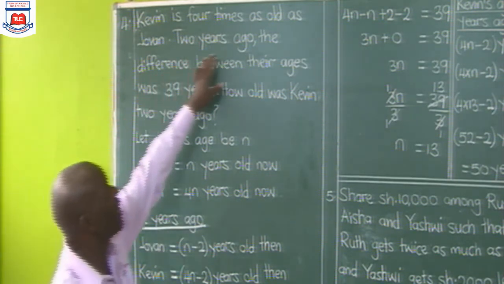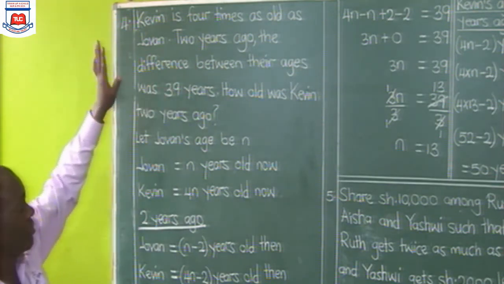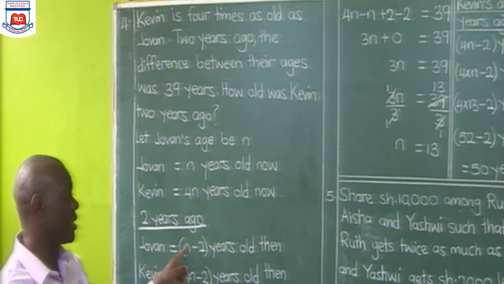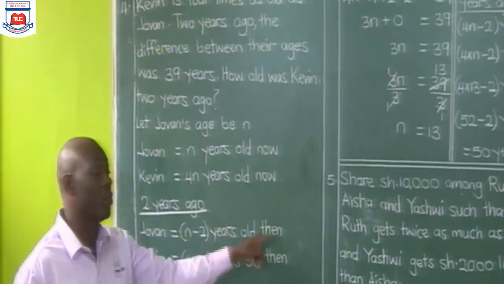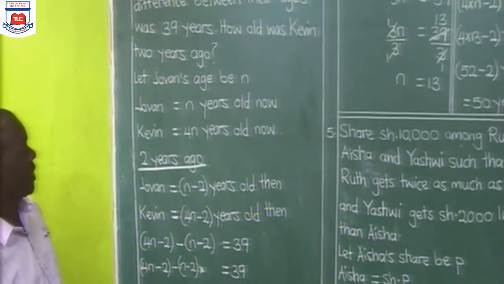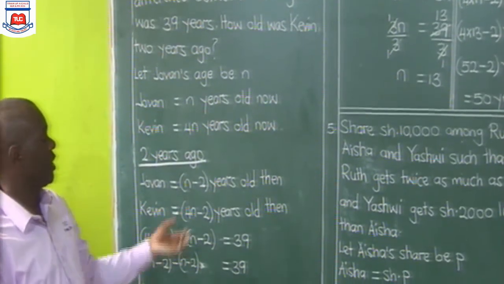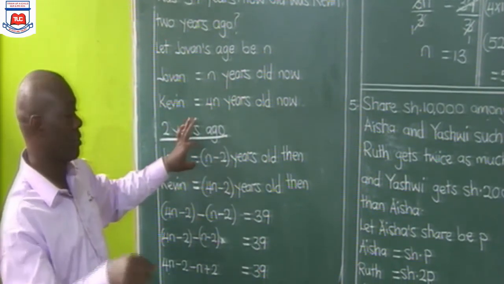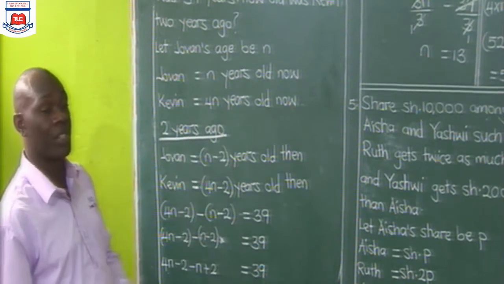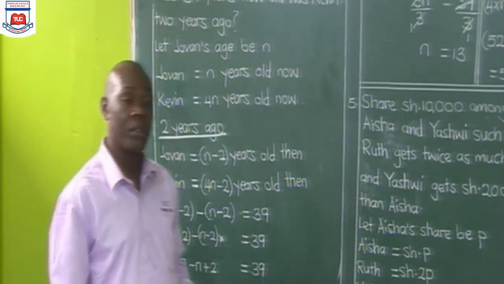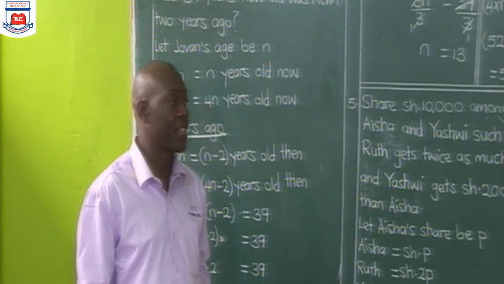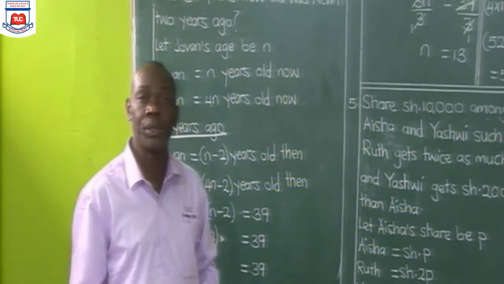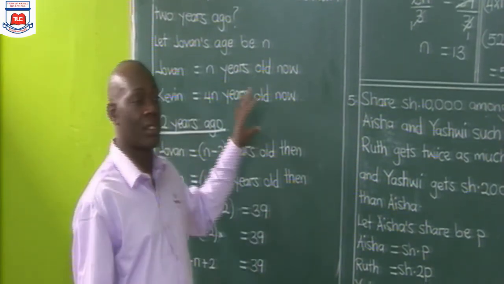Then they say 2 years ago, you also write 2 years ago, Giovanni was n minus 2 years old then. Why do you subtract? Time before the present is found by subtraction. For example, if Betty is 10 years old now, 2 years ago, Betty was 10 minus 2, which is 8 years old that time.